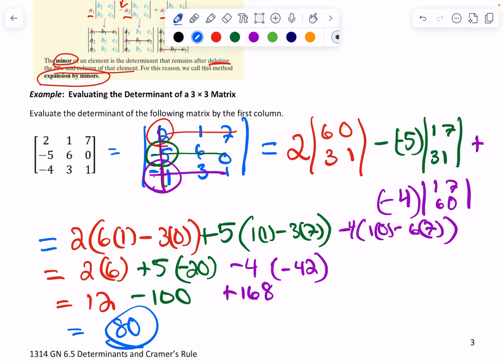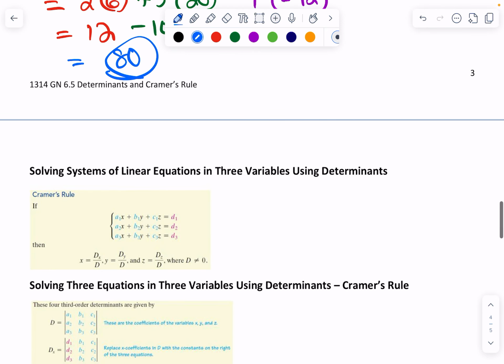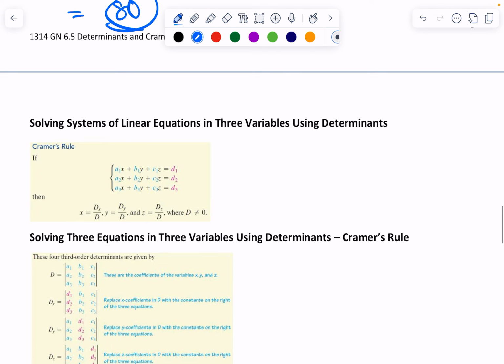So see how much faster this is to evaluate these. So this was evaluating the determinant of a 3 by 3 matrix. Now we're going to look at solving systems of linear equations in 3 variables using the determinants. So Cramer's rule here.